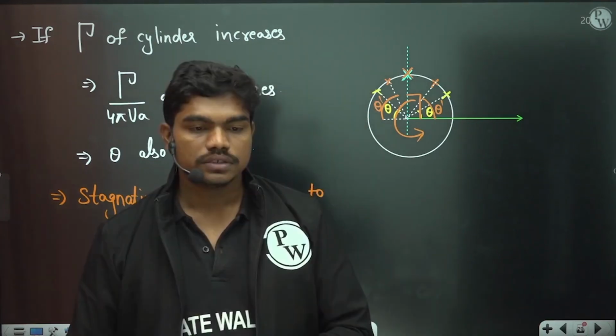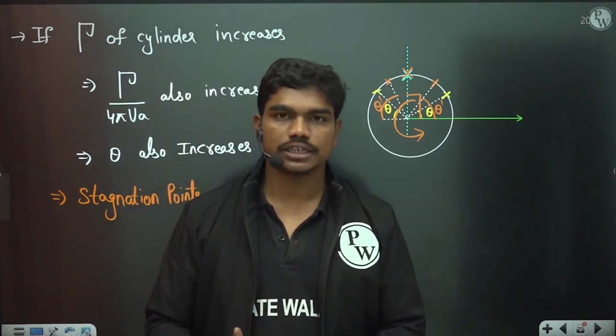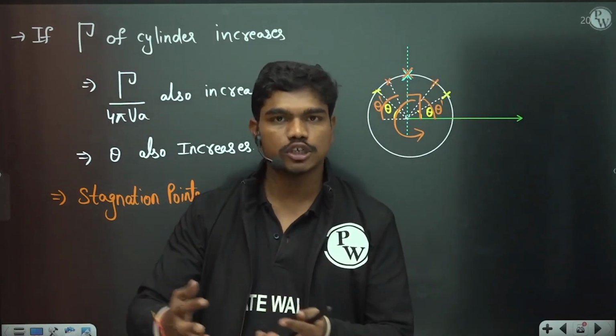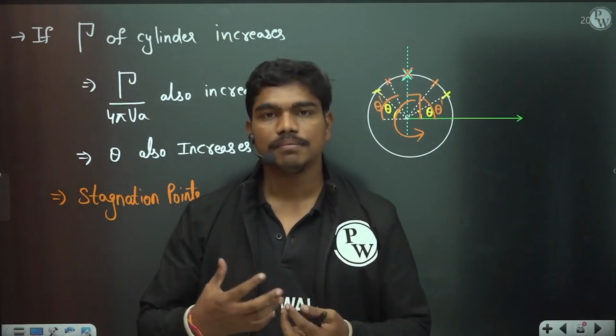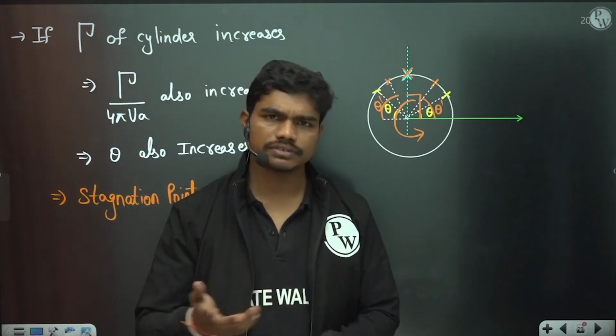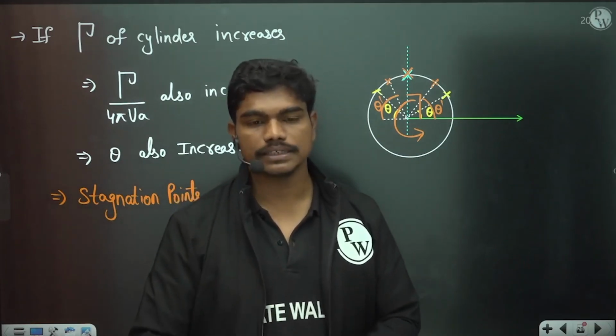Clear? Circulation is basically the measure of rotation, that's it. Okay, like for example, if you want to define mass, mass is the measure of inertia. Similarly, circulation is the measure of rotation of the fluid particles. Mathematically we have seen what it is, its integral of v bar dot dl bar, all these things.